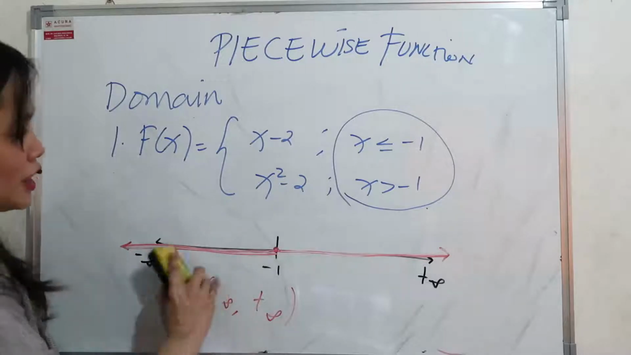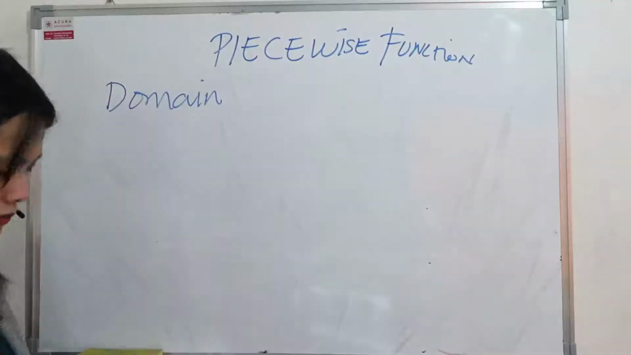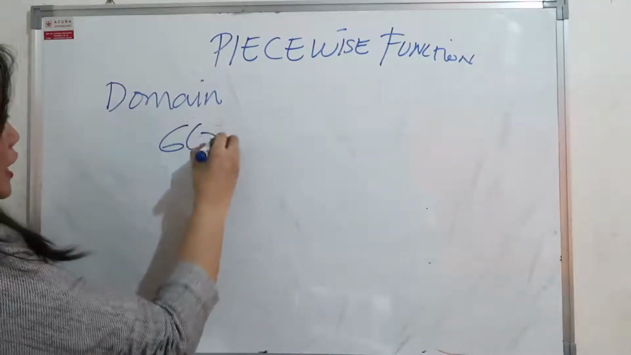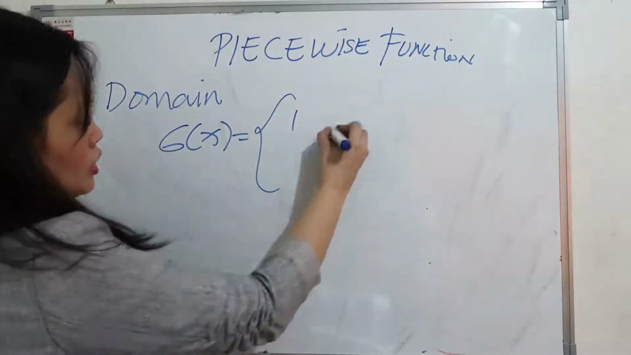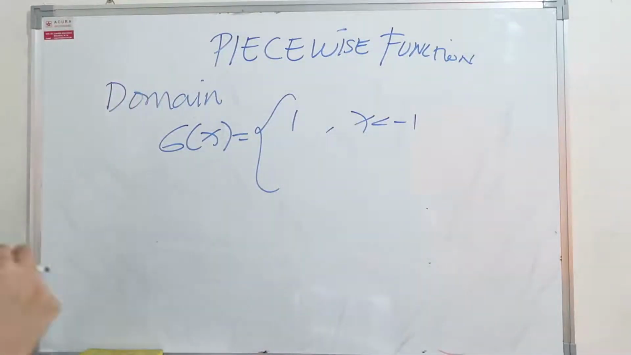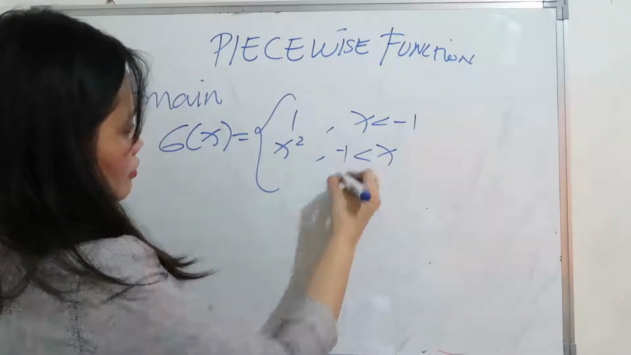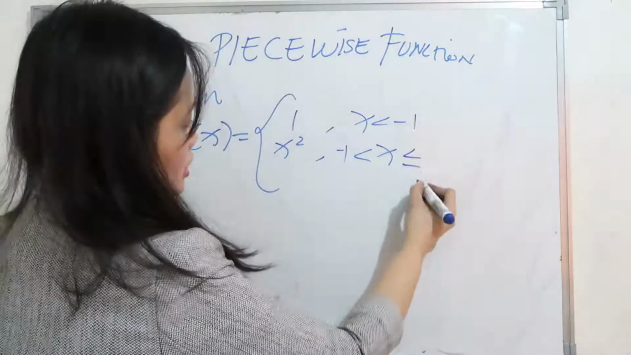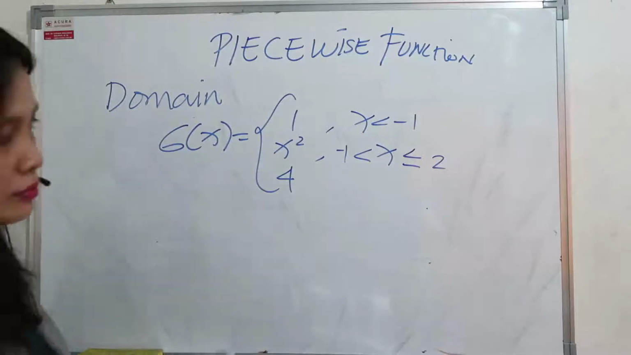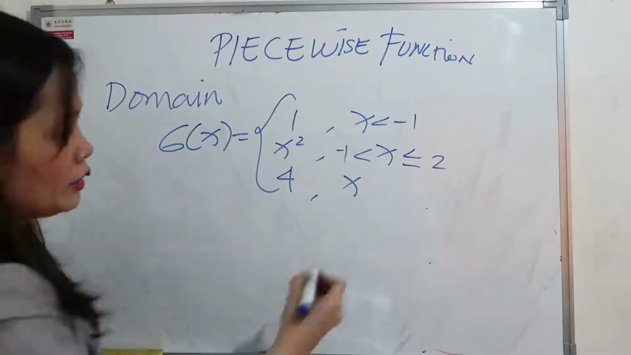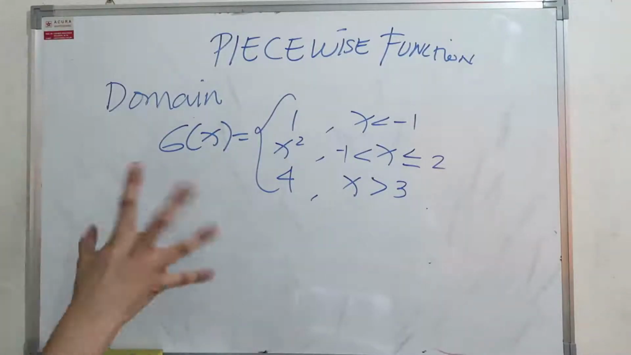Another example, so that you can illustrate. I'll give you another example. Let's say the given is this one. g of x is equal to 1, and then the condition is x is less than negative 1. Next, if the function is x squared, the condition is x is greater than negative 1, but less than or equal to 2. And then the third function is 4, x is greater than 3.